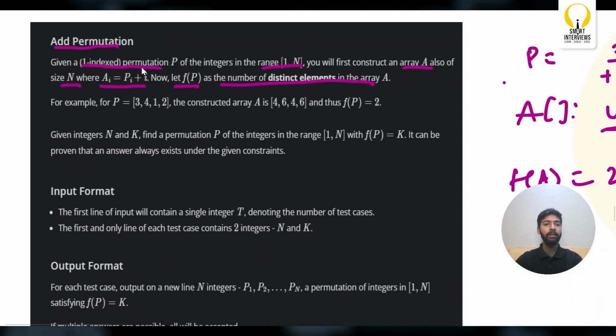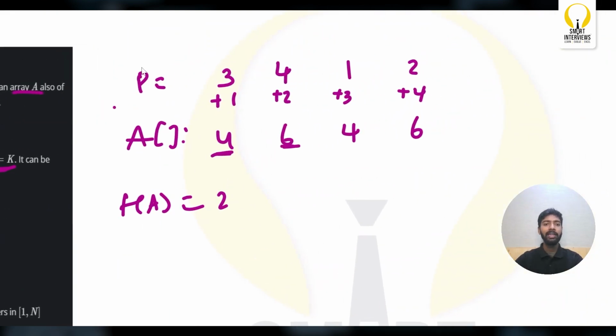Now in the input we are given n and k. We have to find a permutation P of the integers in the range of 1 to n such that F of P equals k. It also says that the answer will always exist. Okay, fine. Now, clear the problem statement.